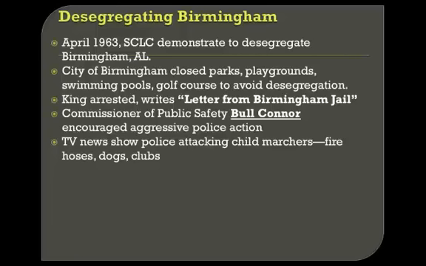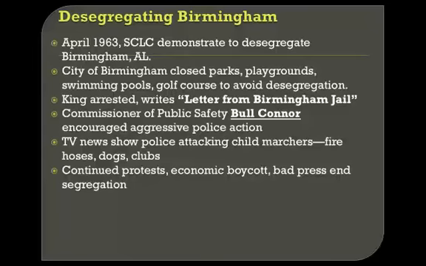and then some of the older students, teenagers, and adults. They used fire hoses against them, dogs. Some were clubbed, but this just continued. The protests continued, the boycotts, and it was getting a lot of bad press, Birmingham was. So people all around the country started protesting the city or boycotting the city as well, until it was really pressured to change its policies.